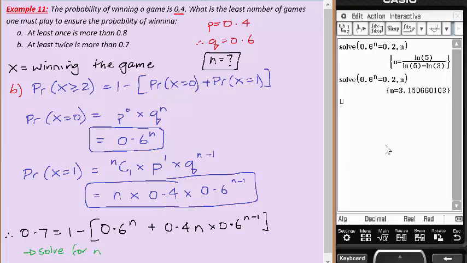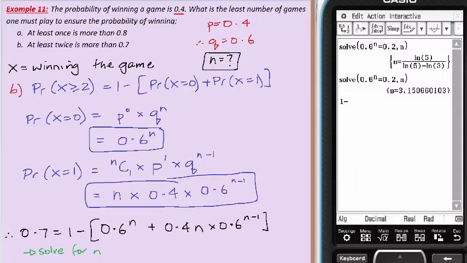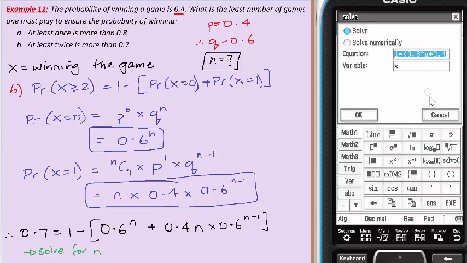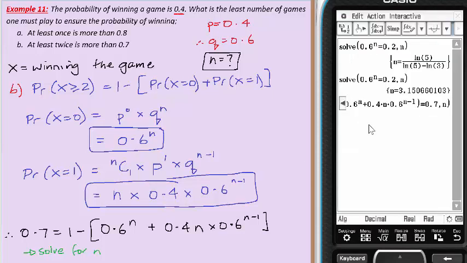And let's do that on the calculator. So we'll go 1 minus bracket 0.6 to the power of n plus 0.4n times 0.6 to the power of bracket n minus 1. And all that, let's make sure I've got the right number of brackets, all that equals 0.7. So I'm going to highlight all of that, go interactive equation, solve for n, and I'm going to get a value of n equals negative 1.